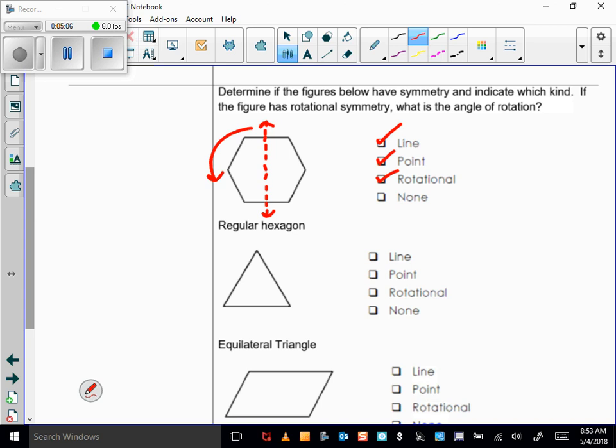And so it tells us if we have rotational symmetry, what is the angle of rotation? And remember, the angle of rotation is the smallest angle that we can rotate this figure for which it'll map onto itself. So how many degrees will I have to rotate this before it maps onto itself? Well, that's just going to be its central angle, right? So this regular hexagon has a rotational symmetry of 60 degrees.